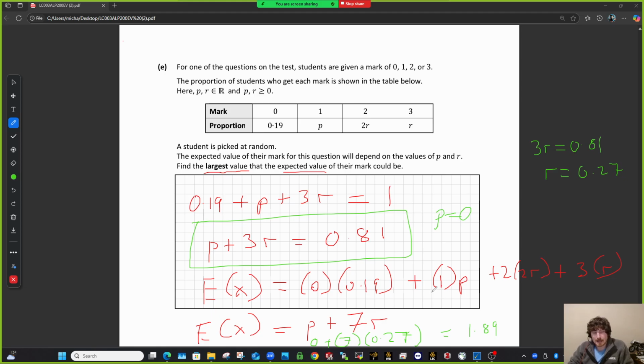Okay, and then yeah, if you wanted to minimize E of X, you can redo this question where you set r to be 0 and then you give p all the value. And you'll notice you'll get a different answer, I can do that now. Because if we set r to be 0, then p would take all the value. So p would be 0.81 because r is set to 0. And so your expected value then would only work out as 0.81 times 1. So that's the minimum expected value. And the maximum was 1.89 when you give r all the value.